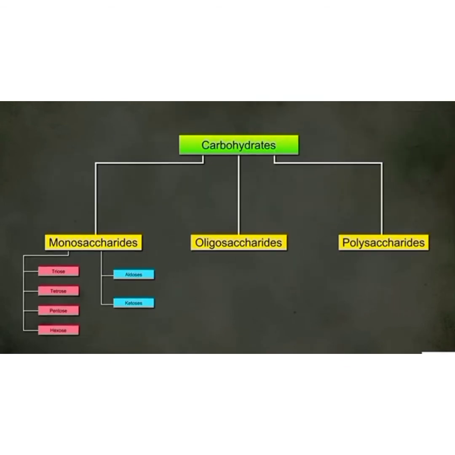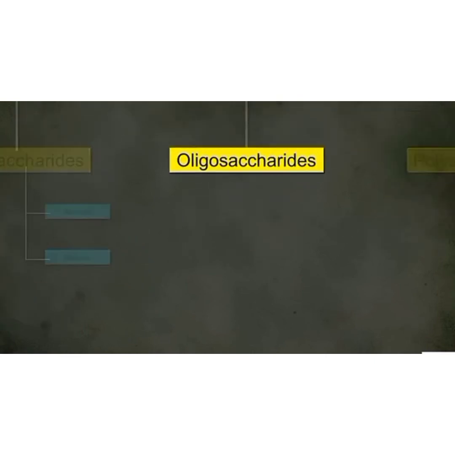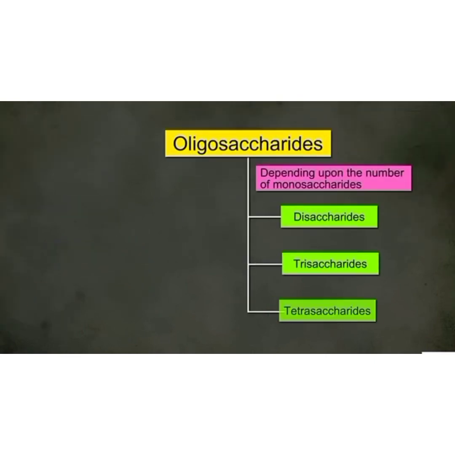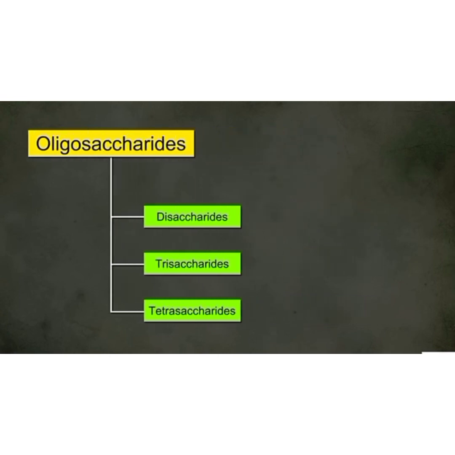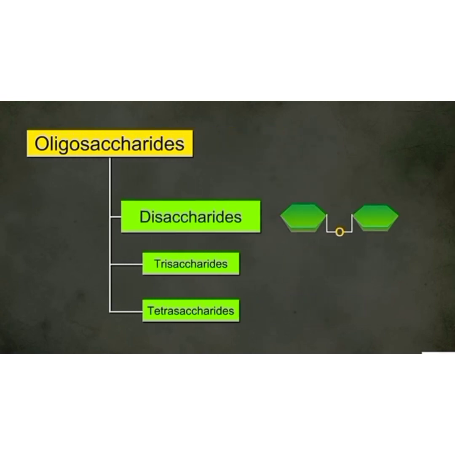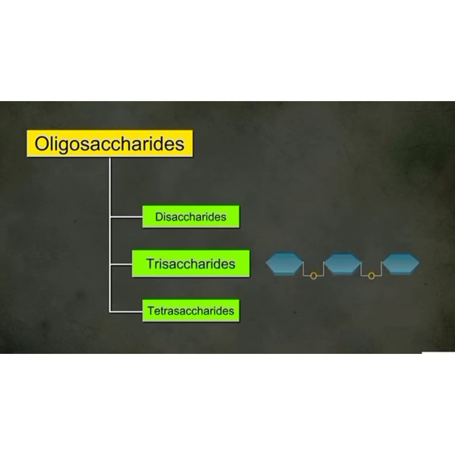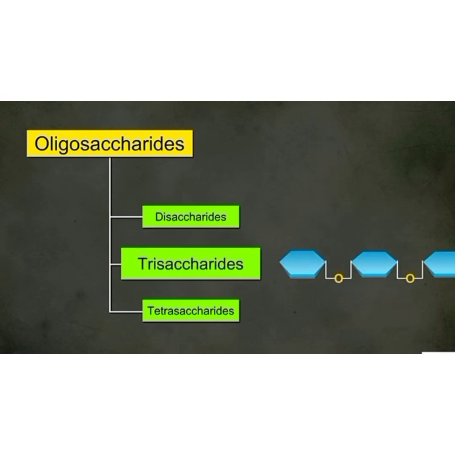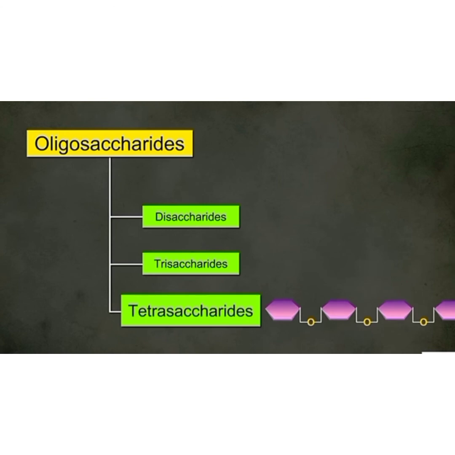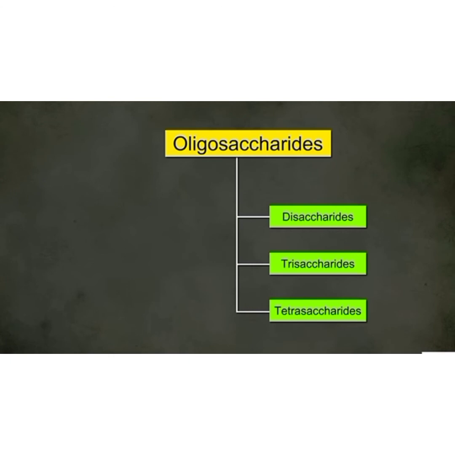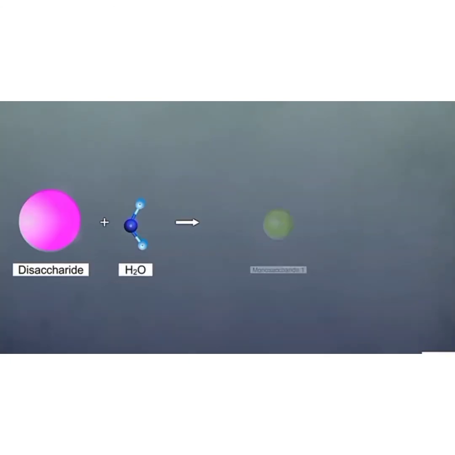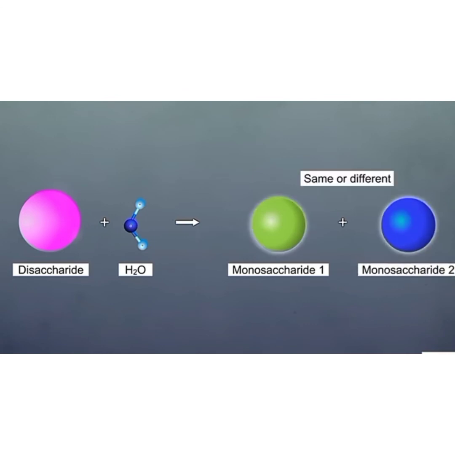Just like monosaccharides, we can also classify oligosaccharides depending upon the number of monosaccharides obtained on their hydrolysis. These include disaccharides that give 2 monosaccharides, trisaccharides that give 3 monosaccharides, tetrasaccharides that give 4 monosaccharides, and so on. The most common of these are the disaccharides. The 2 monosaccharides obtained from the hydrolysis of a disaccharide can be the same or different.